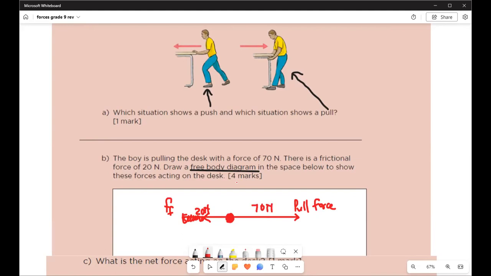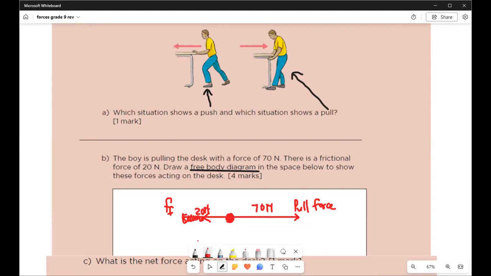You must know that frictional force always acts in the opposite direction of the motion of the object. So if the object is pulled this way, it's going to move that way, and the frictional force is going to oppose the motion. So in the opposite direction, we're experiencing 20 newtons, and in this direction, we're experiencing 70 newtons.